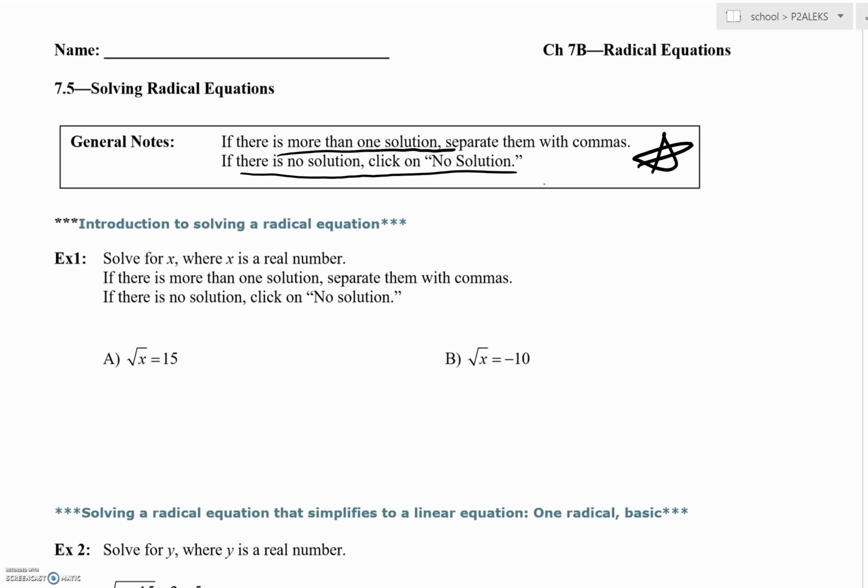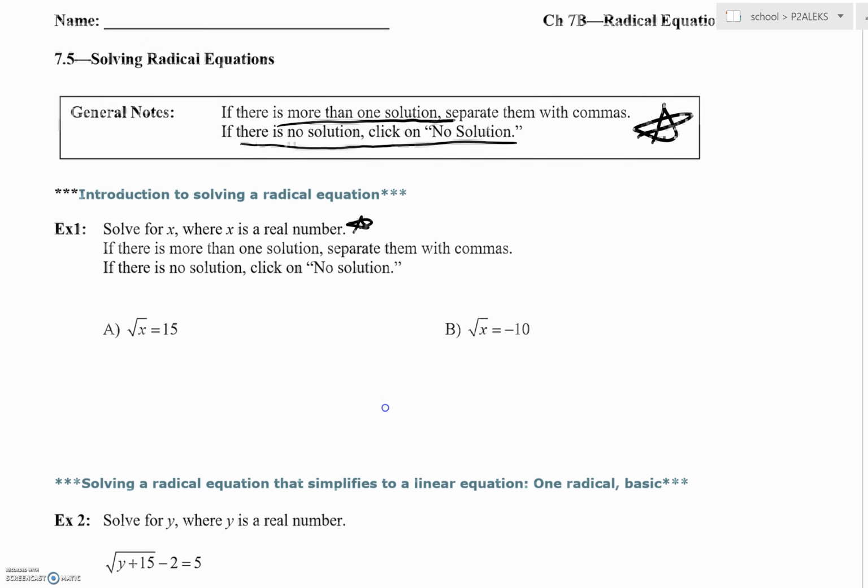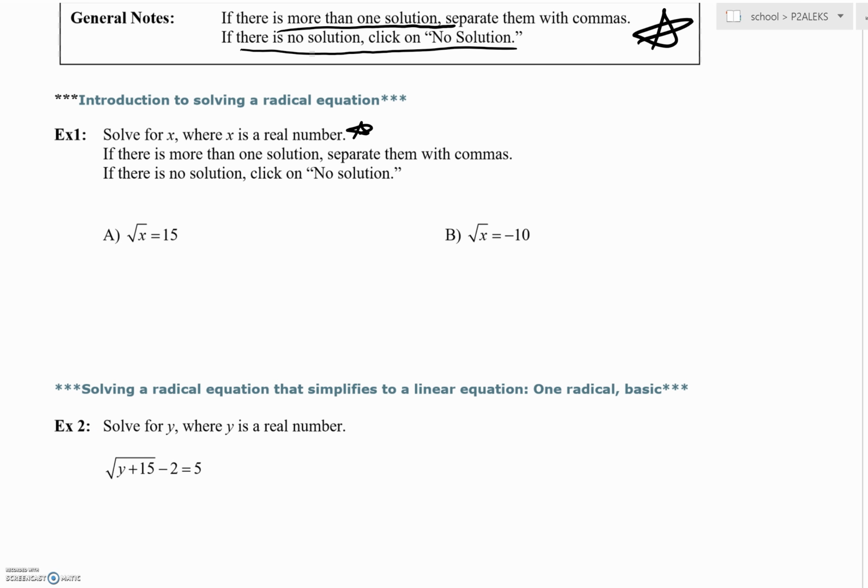And here's what we're going to do. We're going to solve for x, where x is a real number. If there are multiple answers, more than one, we'll separate them with commas in Alex, and otherwise we'd click on the no solution button.